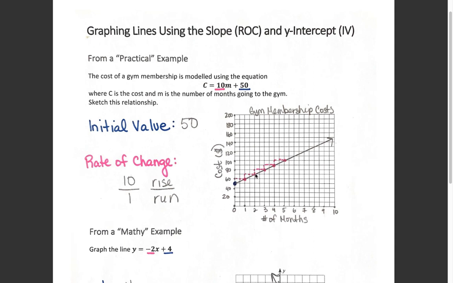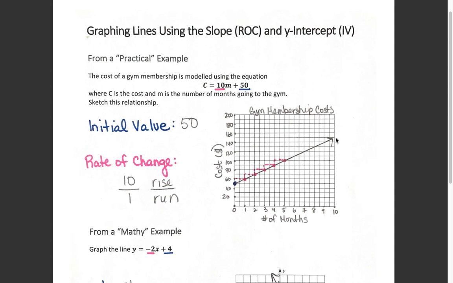Two months costs me $70. And then from there, I can rise 10, run 1, and there's my third point, 80. And then rise 10, run 1, rise 10, run 1. You'll notice that when you use your scale combined with the rate of change, your points should all line up to be a linear relationship. You can just sketch your line through those points to come up with the linear representation.